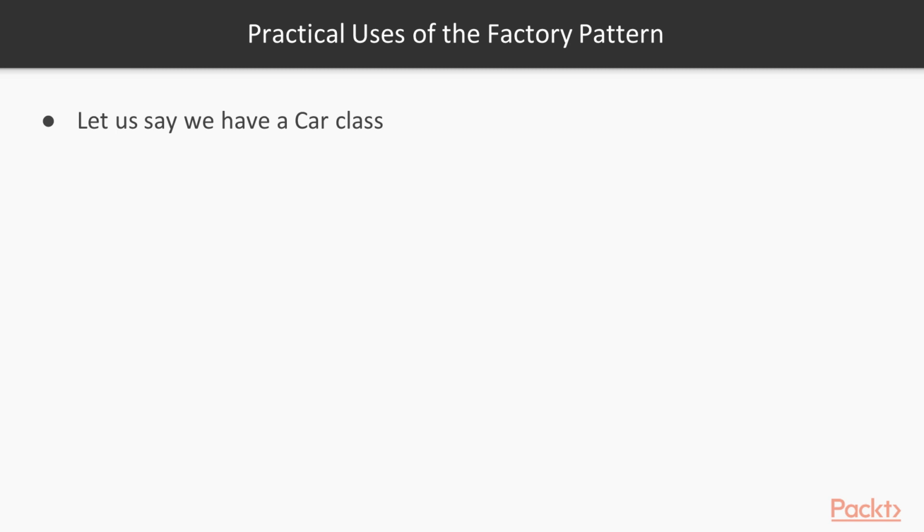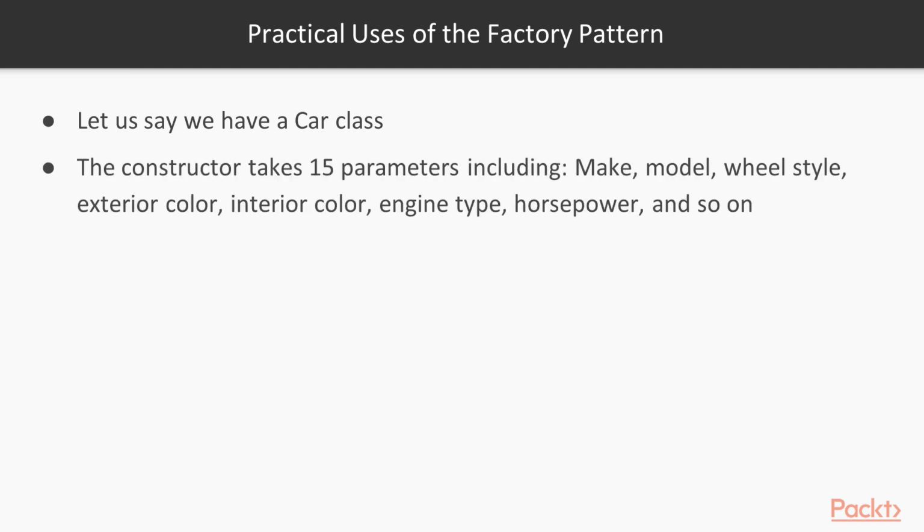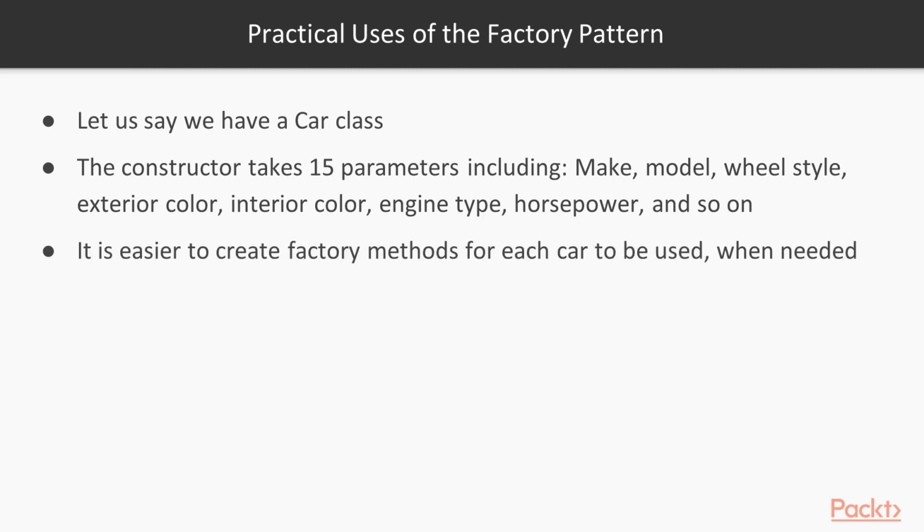Practical uses of the factory pattern. So let's say we have a car class. This is just a class that holds the properties of a car. The constructor takes 15 parameters, including the make, model, wheel, style, etc. Whatever other factors you can think of, trunk size, etc. It is easier to create a factory function or a factory method for each car to be used when needed.